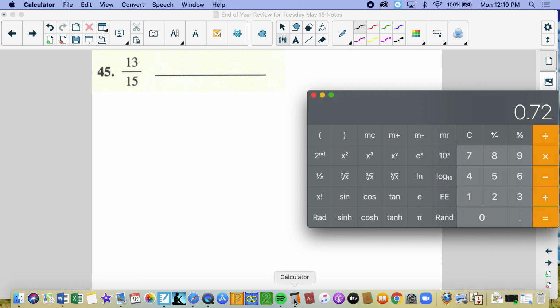Let's try this. 13 divided by 15 gives me 0.86666 repeating. You see the 7 at the end. That's just the calculator rounding. It looks at that place. It continues to go on forever.